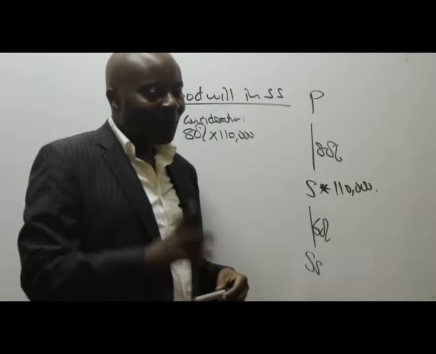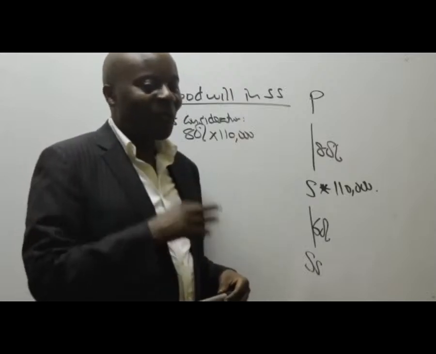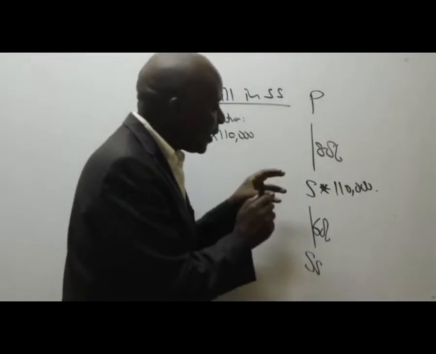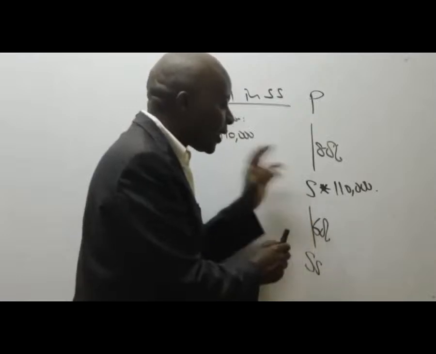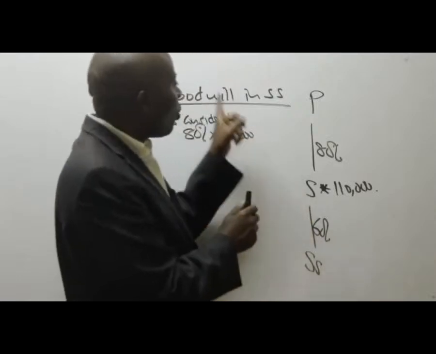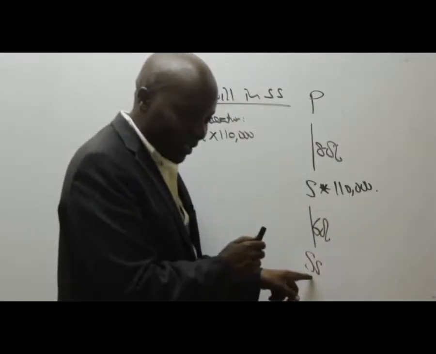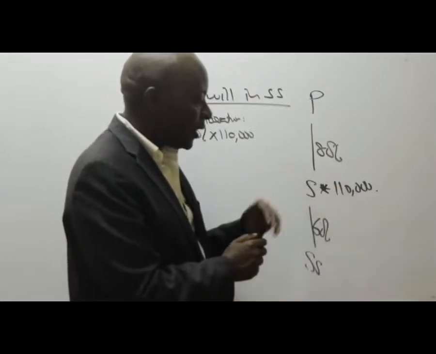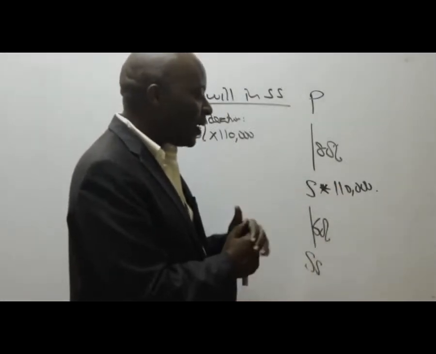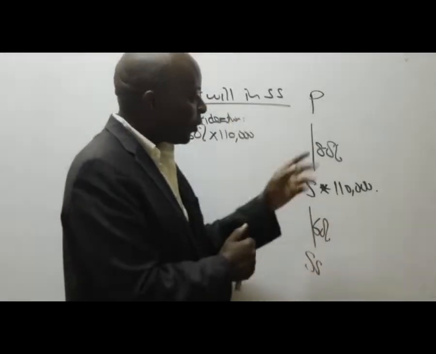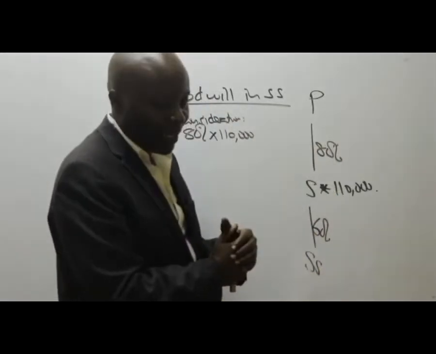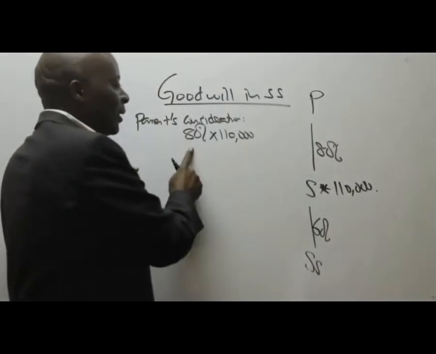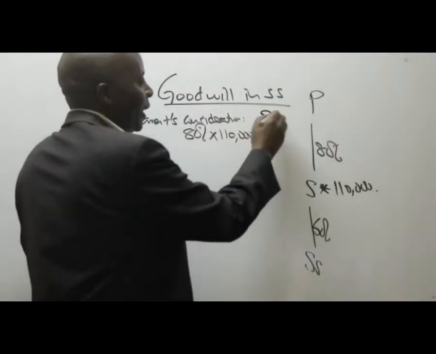Right? So that is where the trick is. Once you get that, you are not calculating this as goodwill of S. We are looking at this as goodwill of the parent company in SS. So if S paid 110,000, how was it raised? 80% was given by the parent, 20% was given by NCI. So the parent's payment must have been 80% of 110,000, which gives me 88,000.